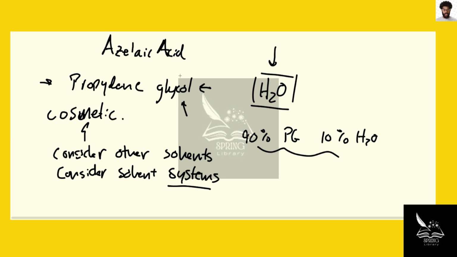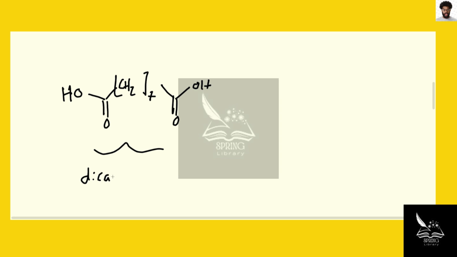The other thing you can do is, so like azelaic acid, a long dicarboxylic acid, CH2, and there's what? 1, 2, 3, 4, 5, 6, 7 of them. So there's other dicarboxylic acids.